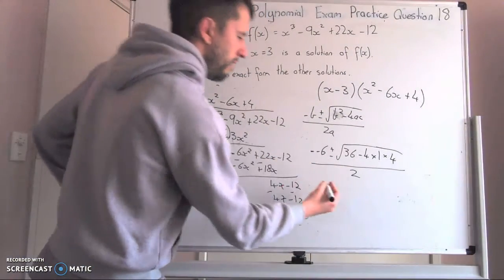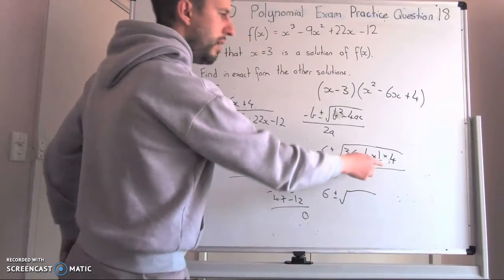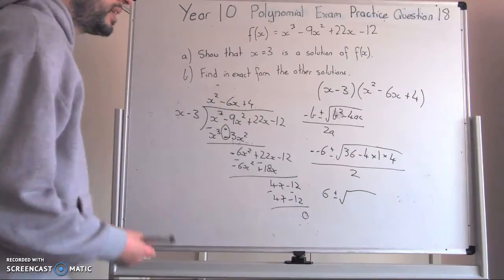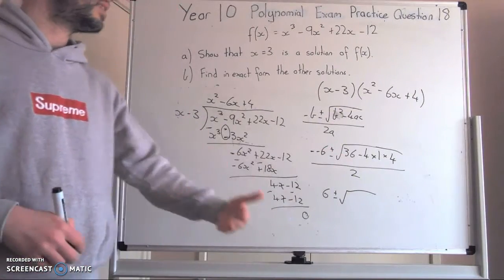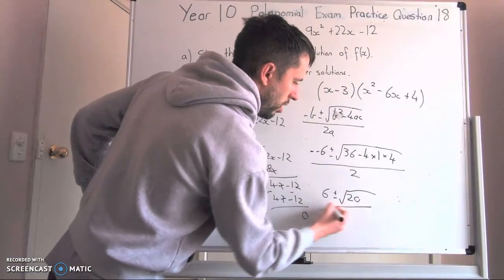And negative becomes a positive. 4 times 4 is 16. 16 times 1 is just 16. So really it's just saying 36 take away 16, which is 20 over 2.